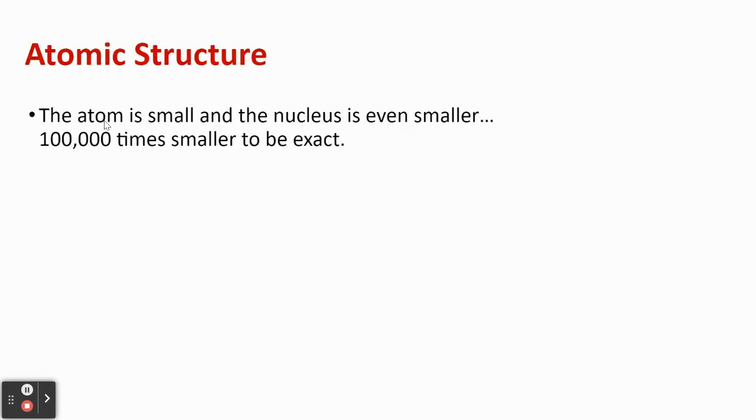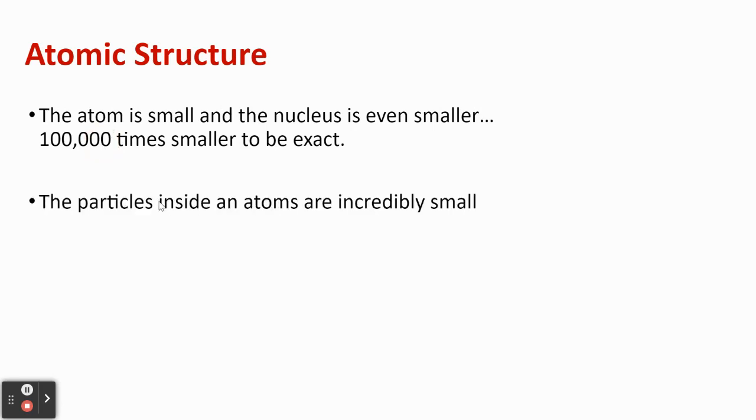Now, an atom is small, and the nucleus is even smaller. The nucleus is about 100,000 times smaller than the whole atom. So the particles inside an atom have to be even smaller than that. If we look at a very basic diagram, the diameter of a typical atom is about 10 to the minus 10 meters, which is super small. But the nucleus is 10 to the minus 15 meters in diameter, which is about 100,000 times smaller. And the subatomic particles, the protons and the neutrons and the electrons, they have to be smaller still.